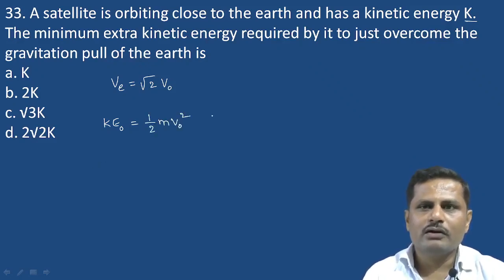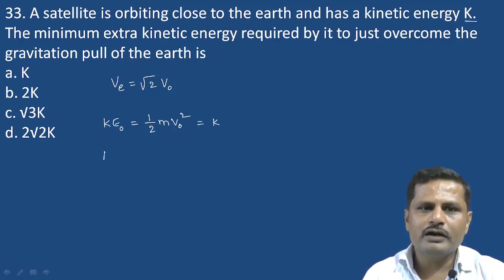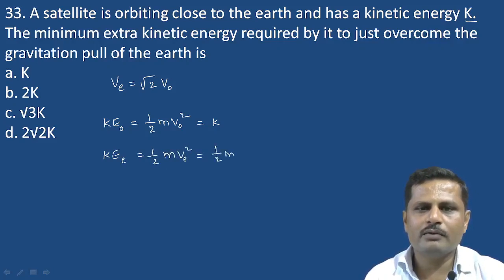Now, this is equal to how much? They are saying that this is K. Now, just to overcome the gravitational pull of the earth, the kinetic energy required to escape from the gravitational pull of the earth is equal to half m ve square. Here ve is root 2 v naught, so half m into root 2 v naught whole square, and this can be written as 2 times of 1 by 2 m v naught square.